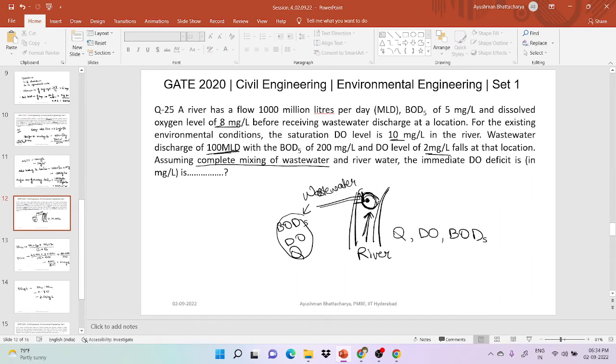In the question, they are asking what the immediate DO deficit is. For calculating the immediate DO deficit, we need to know the DO mix of that point. From that only can we calculate the DO deficit. In the solution, we first calculated the DO mix using the parameters of the wastewater and the river, and from the DO mix, we calculated the DO deficit by subtracting it from the saturation DO level.